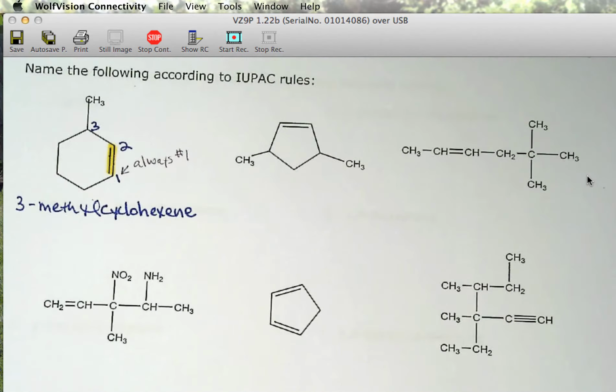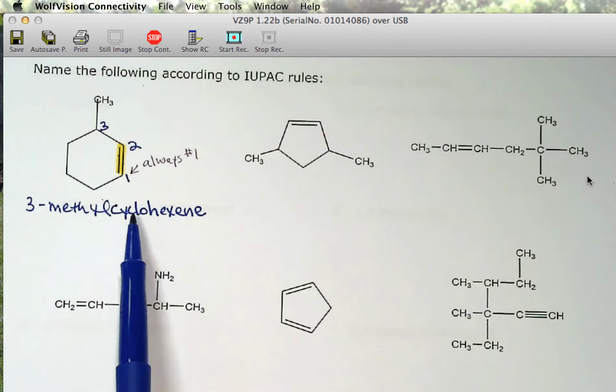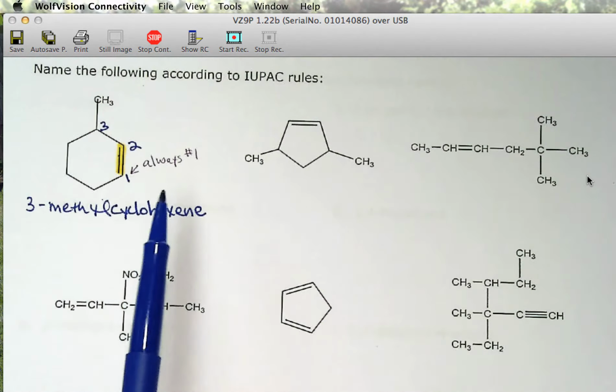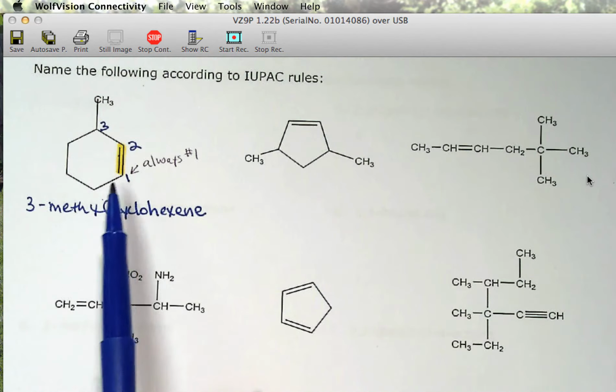So we were learning how to do cycloalkenes and alkynes. We're going to work through these together, and as we go through these, I'll talk about the rules that aren't explicitly stated on page 14. It just takes practice and exposure to seeing these different molecules. We named 3-methylcyclohexene last time we met, and we learned that the double bond is always number 1.